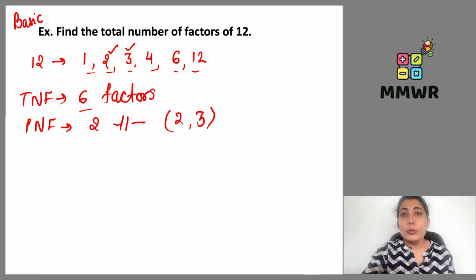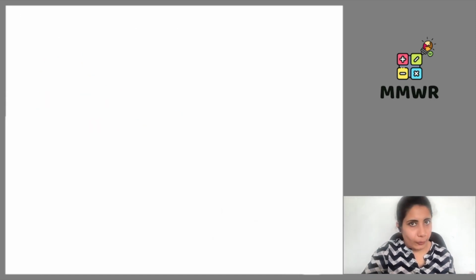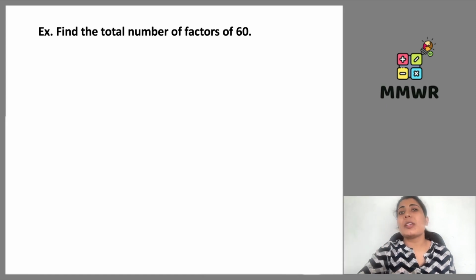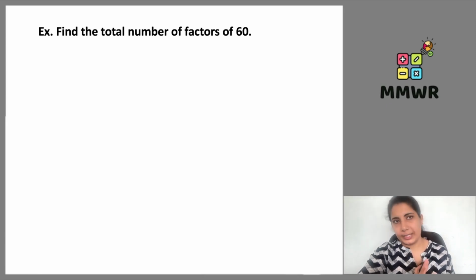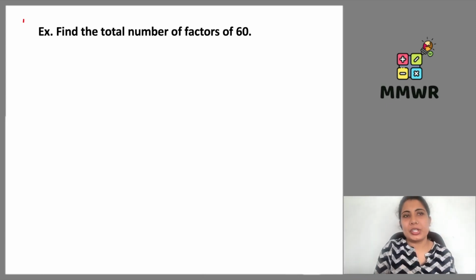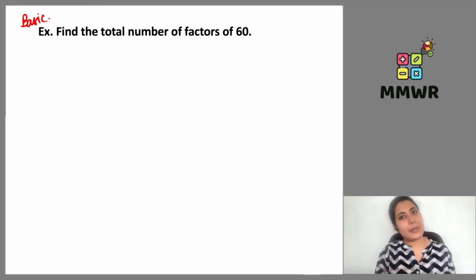Okay, let's move to another example. I'll show you, of course, the shortcut method also, but I just want to give you the importance of the shortcut method. Why are we learning the shortcut method? This is the basic method I am teaching you for now. So what is the difference between the basic method and the shortcut method? That also we will understand first. So we have to find out the total number of factors and the prime number of factors.